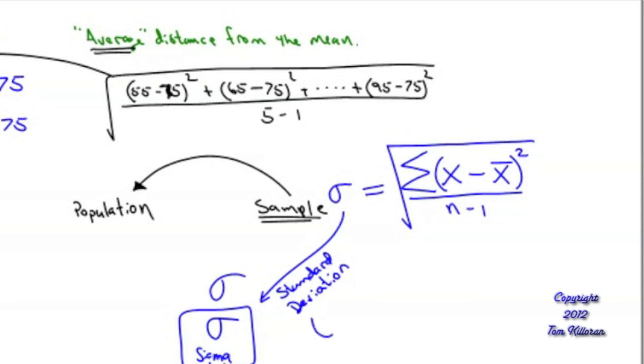I abbreviate it as SD, standard deviation. So if you see the letter sigma, it represents standard deviation.